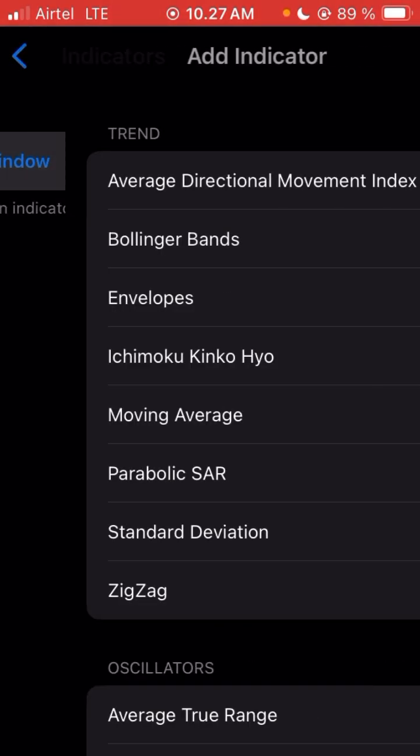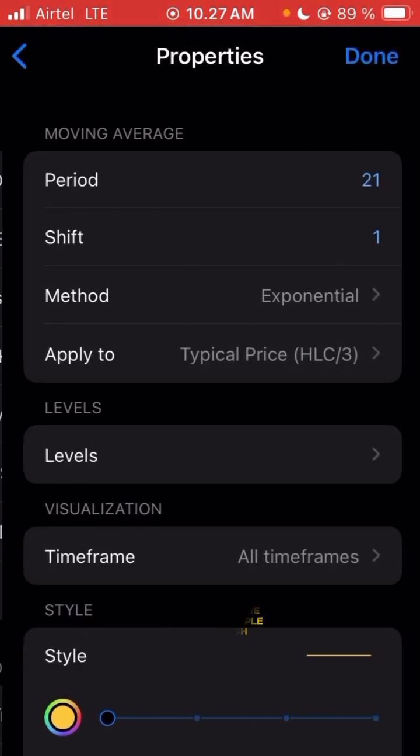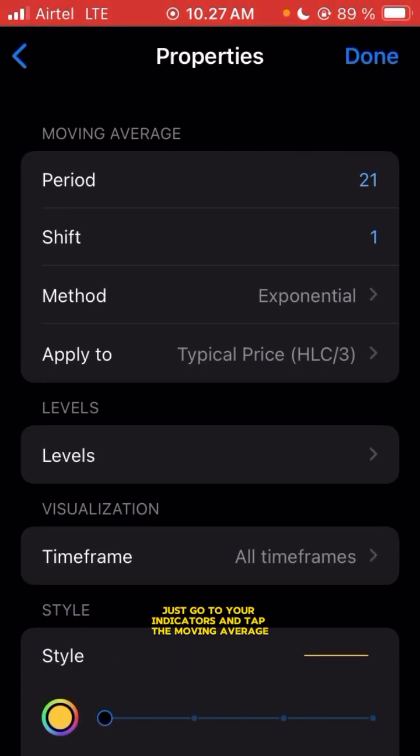So let's get it. Now what you're going to do is simple, of course. Just go to your indicators and tap the moving average. Now I'm going to be using Bitcoin in this case, right? Because this is the weekend. So I'm less busy during the weekend, so I can do a lot because we are trading Bitcoin during the weekend on the VIP community. So I'm just trying to do this video for you guys so you guys can understand what I'm doing.